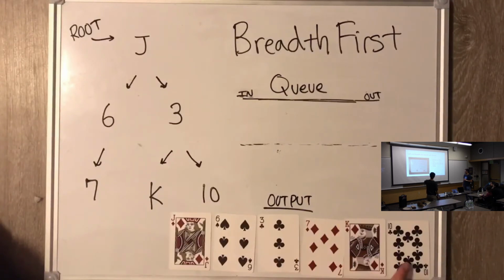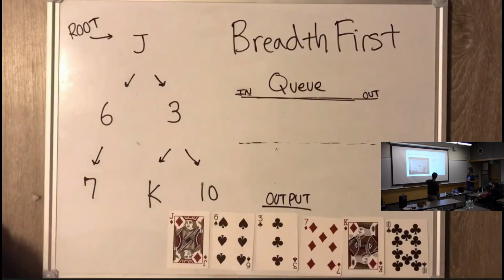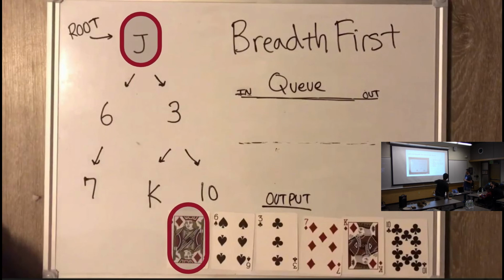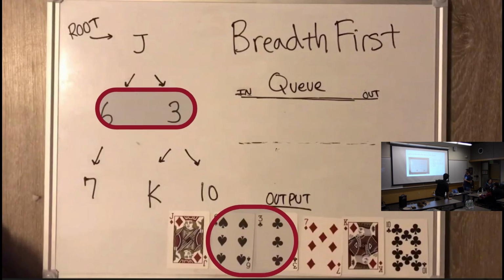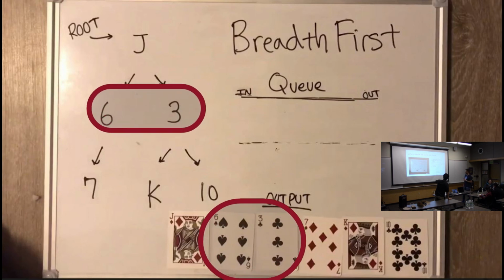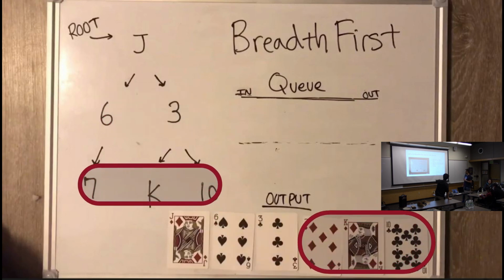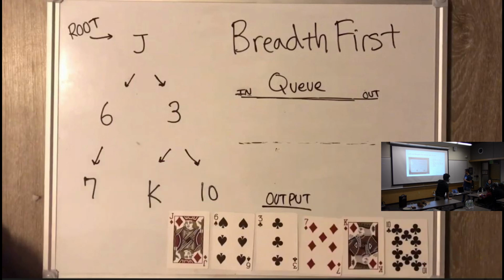And if you look at the order of these cards here, you can see that it's in order of each level. So if you see here, now we see that Jack, which is the first level, is first. 6 and 3, which is the second level, is next. 7, King, and 10, which is the last level, is last here. So by using this queue data structure with breadth first search, we can achieve printing out the tree in order of levels.